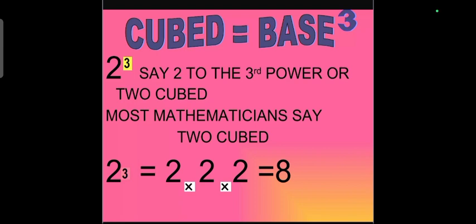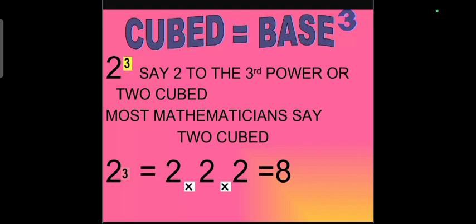Similarly, 2 raised to the power 3 is 2 cubed. 2 to the third power, or 2 cubed; most mathematicians say 2 cubed. That means 2 is multiplied with itself 3 times, 2 into 2 into 2, and we get 8.